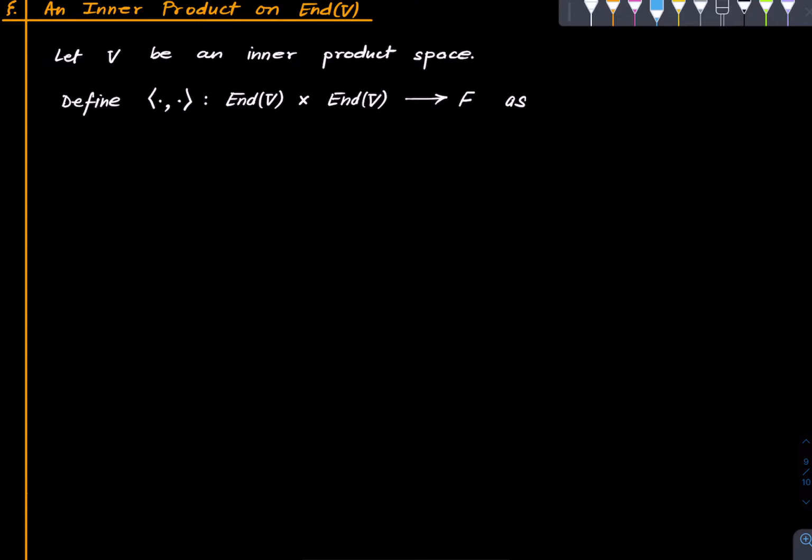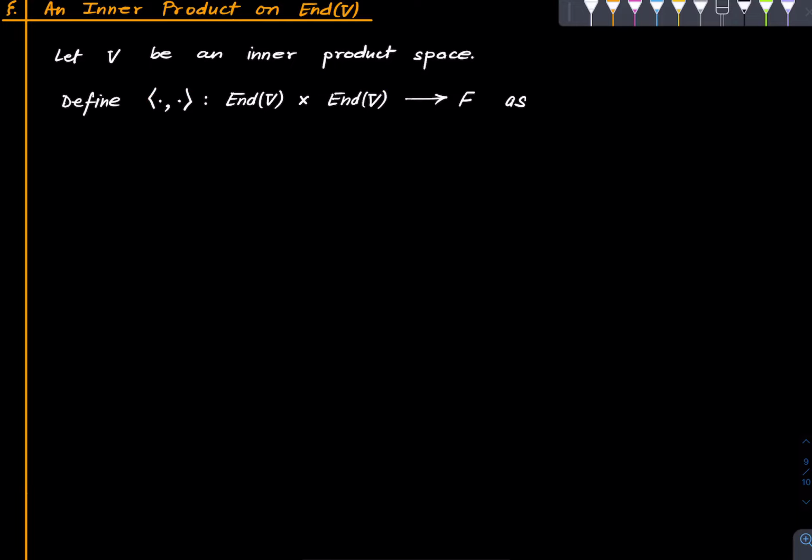We can define an inner product on the space of endomorphisms on any inner product space. Okay. So fix an inner product space V. Then we define a map from End V cross End V to the base field, which could be either real or complex, as follows. And before I do that, when we say V is an inner product space, it already comes with an inner product, which we denote like this. And the new thing that we are defining, we will also denote like this. That is an abuse of notation, but that is fine. There is no confusion that can arise.